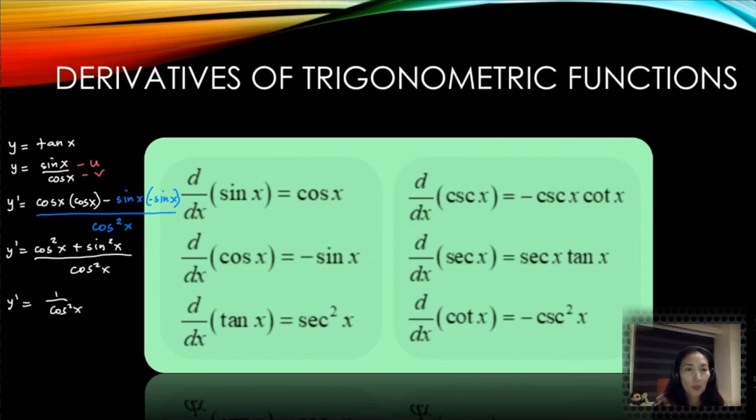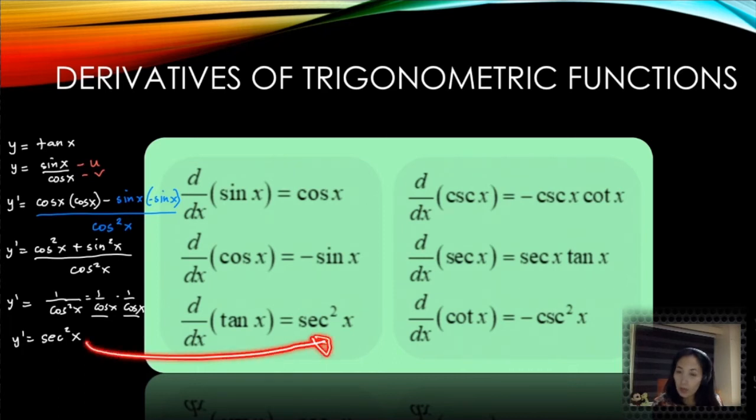But what trigonometric function is 1 over cosine? It's secant. Therefore, y prime is equal to 1 over cosine squared x. In fact, you can break this down as 1 over cosine x times 1 over cosine x, making it secant times secant. So, secant squared x. That's how this was obtained. So, the derivative of your tangent x is equal to secant squared x.